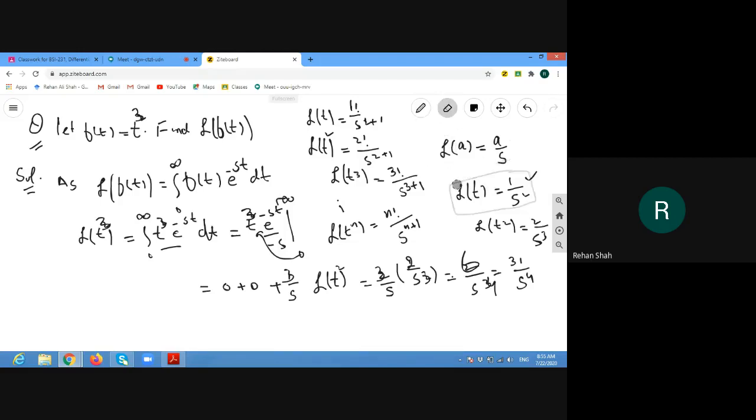I am writing only these two formulas, because now this is a general formula and I can derive the other formulas from this. So this is Laplace of t power n, which is equal to n factorial divided by s power n plus 1. So this is the formula for transforming the polynomial.